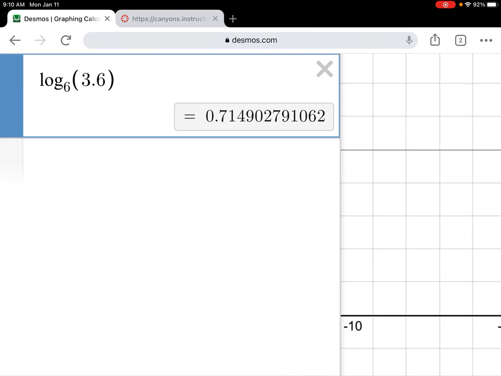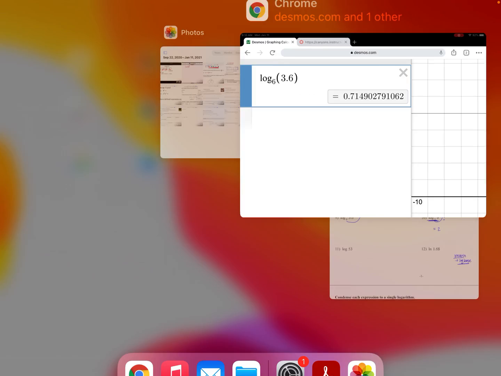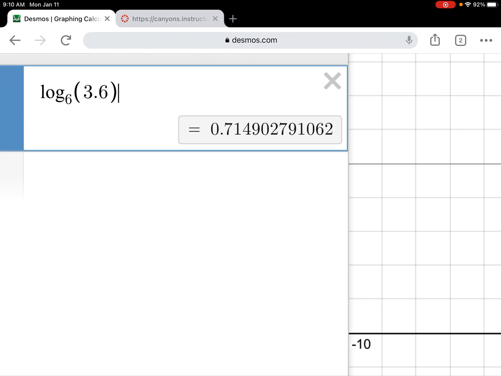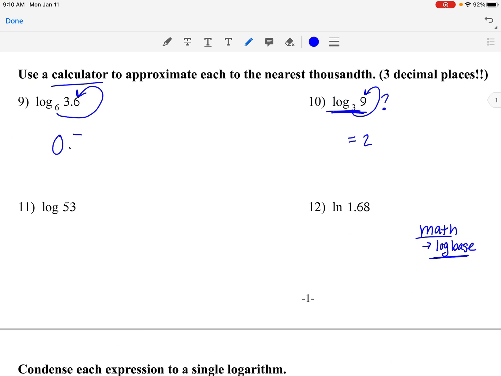you want, which looks something like this. So log base 6 of 3.6, make sure the 6 is smaller and lower. And then you round to wherever it tells you to round. So this one says to round 3 decimal places. So this is 0.7149, but it says 3 decimal places.